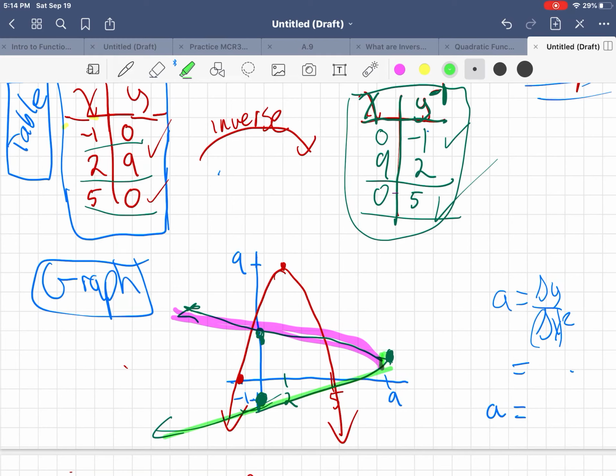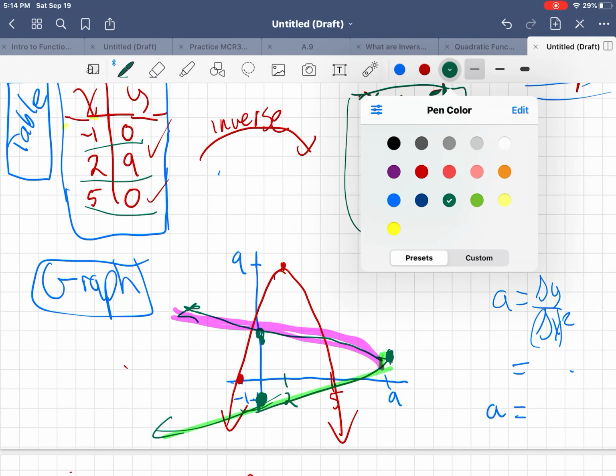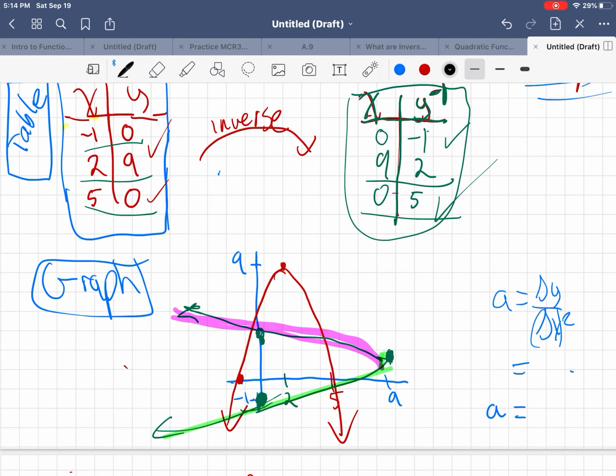Now we've got a graph of the original function and the inverse function, and we can see that we have a pretty good idea here. The line y equals x would go through like this, like that.